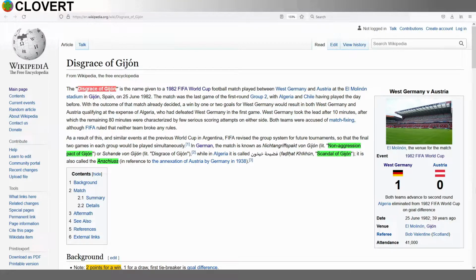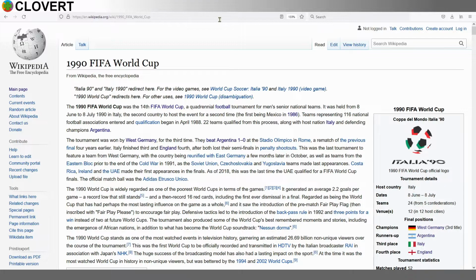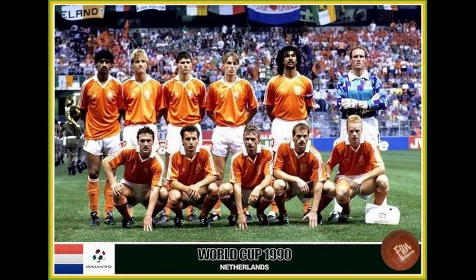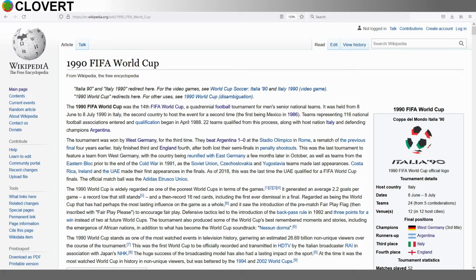And we're going to talk about the 1990 World Cup and a game in particular that took place in Group F between the Republic of Ireland, yay, and the Netherlands, boo. So, how did this game turn out and what were the circumstances leading up to it? Well, let's have a look at Group F to see how it panned out.